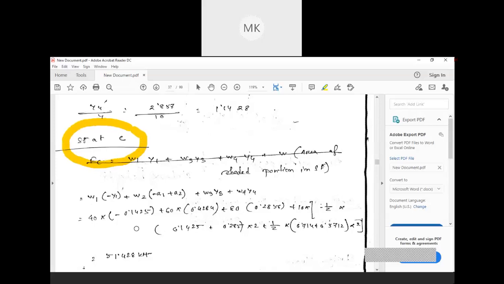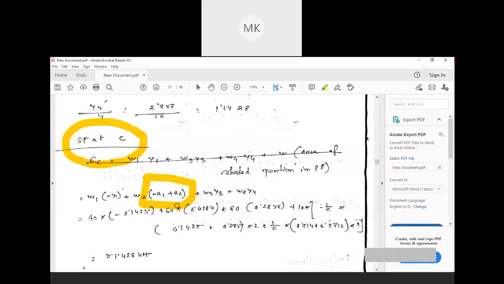Now what we need to do, we need to take both conditions as we did earlier. When we did earlier, there was a point load, and we were simply multiplying y1, y2, y3, y4 with the load. But this time there is a UDL also given along with the point load.